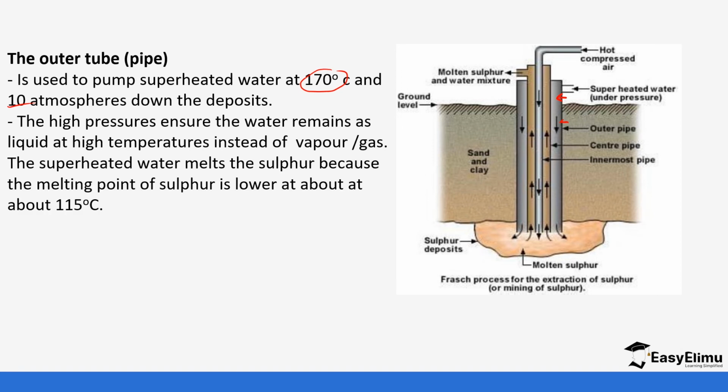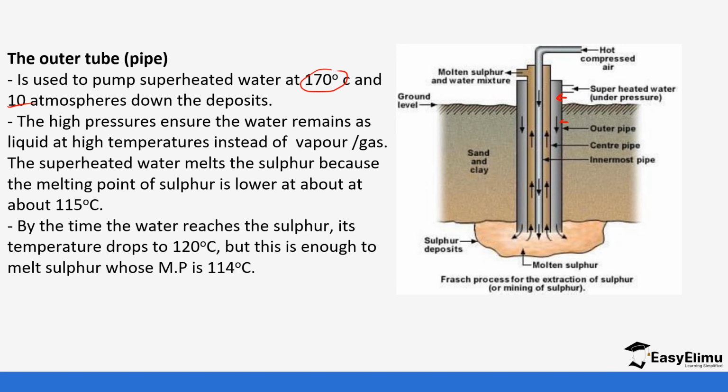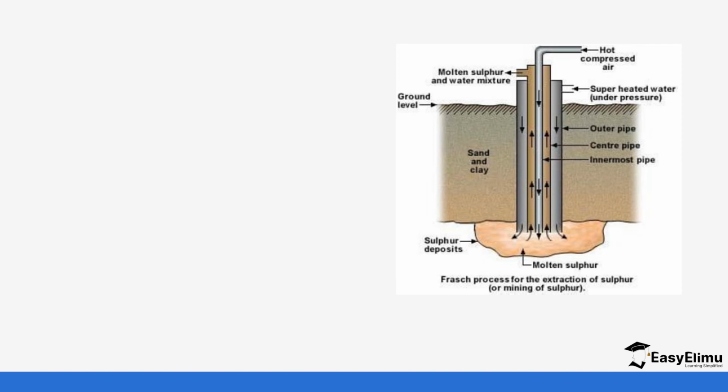So the water helps in melting the sulfur because the melting point of sulfur is lower than the temperature of the water. The water is 170 degrees Celsius, but the melting point of sulfur is around 150 degrees Celsius. So by the time the water reaches the sulfur, its temperature drops to 120 degrees Celsius, but it's enough to melt sulfur, whose melting point is 114 degrees Celsius. So that is the function of the outer pipe.